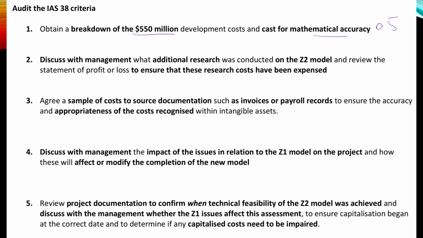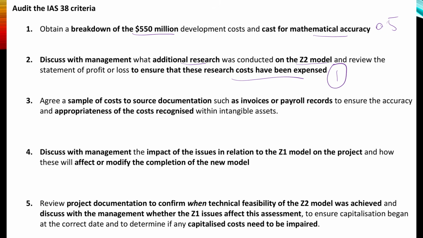I'm going to discuss with the management what additional research was carried out regarding the Z2 model, because at the research phase, they should have been expensed off. This is a step up from Z1. So before capitalizing the development cost, the research expenses should have been in P&L. So I'm asking them what additional research was done so that I can make sure it has not been capitalized.